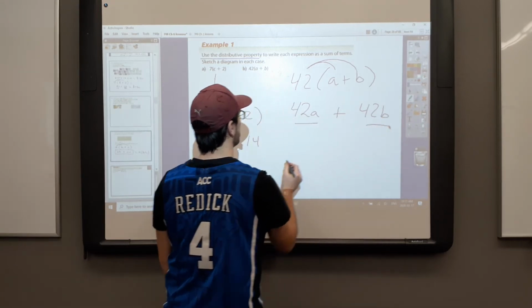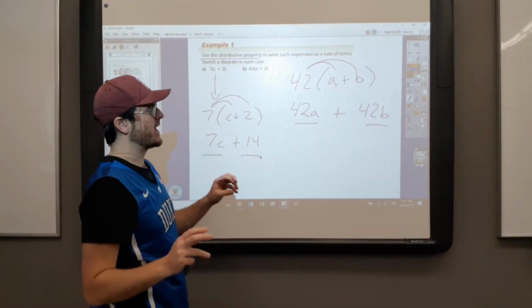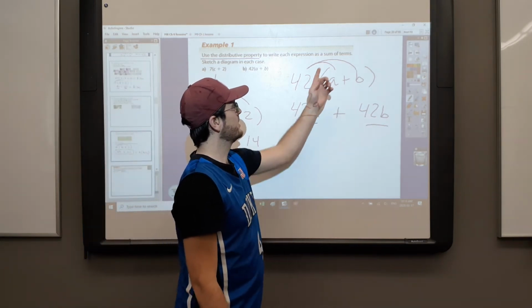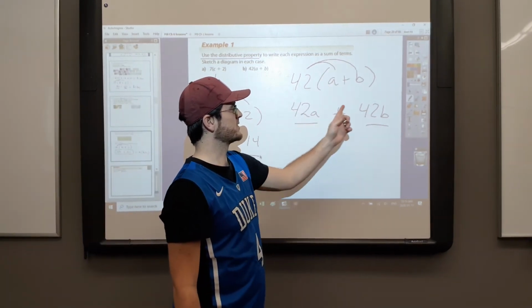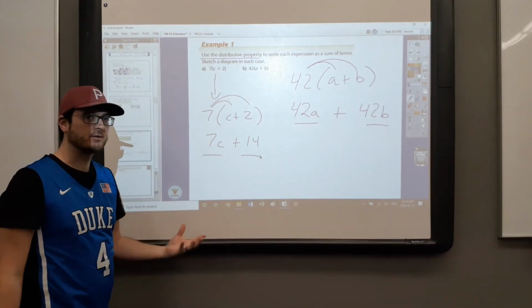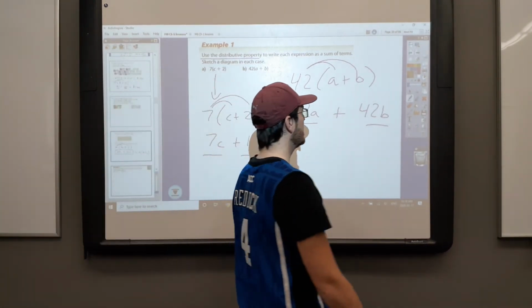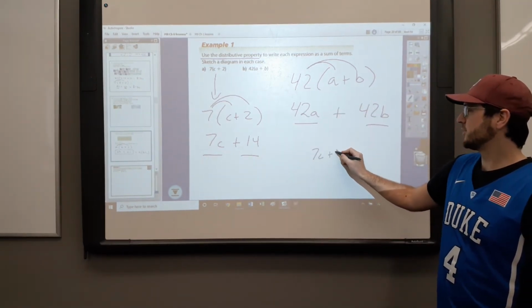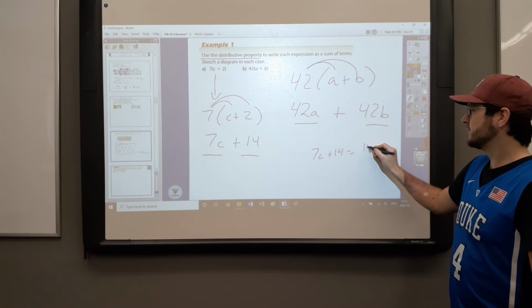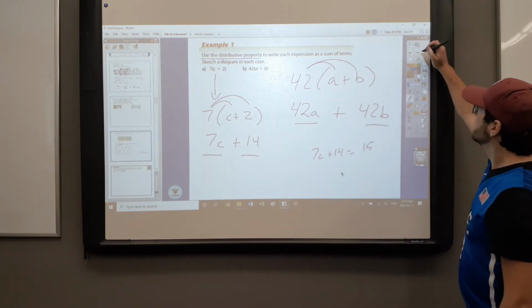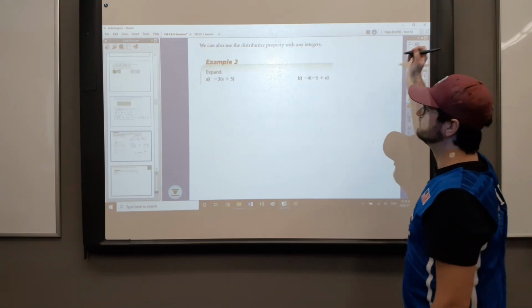Notice in both of these answers, it's not really an answer, it's just a different form, right? In both of these answers we have the sum of 2 terms. This is a term, this is a term, they're being added, right? So we're just expanding things out right now. In 6.5, we're going to actually add like 7C plus 14 equals 15, and then we're going to work backwards and solve. But we'll leave that for another time.